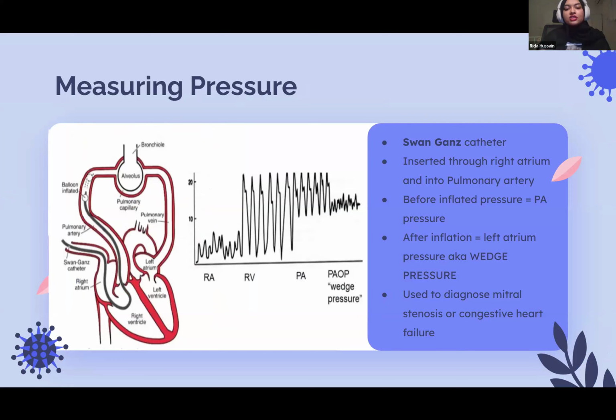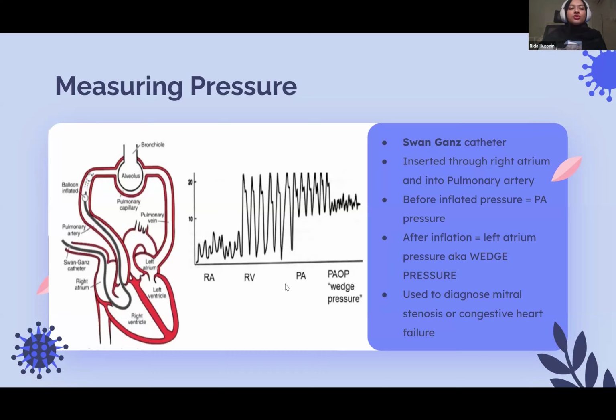This catheter is basically used to measure wedge pressure, right? It can be inserted through the femoral artery or the jugular vein. Basically, what happens is that it's fed through the right atrium into the right ventricle into the pulmonary artery, where it can measure all of these pressures. So it can measure the pressure inside the right atrium, the right ventricle, and the pulmonary artery.